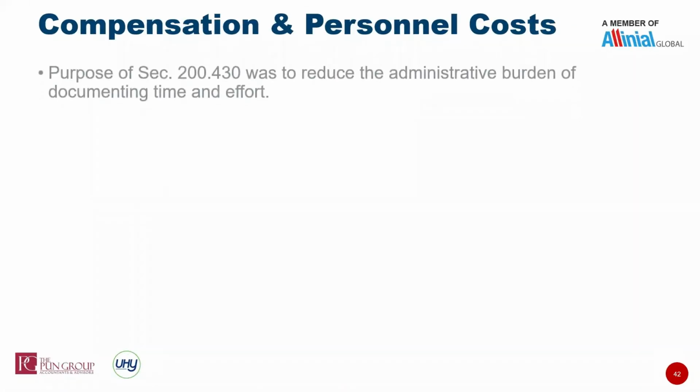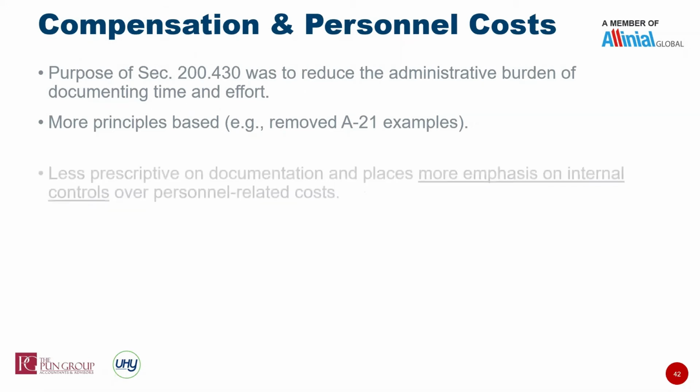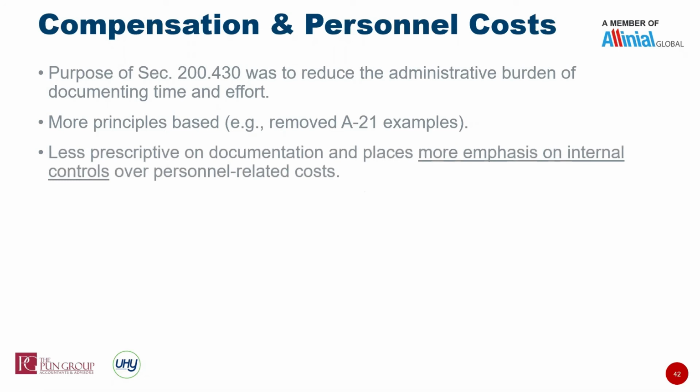So when we talk about compensation and personnel costs, the purpose of CFR section 200.430 was to reduce the administrative burden of documenting time and effort as compared to prior language. So there is new language under the uniform guidance. Again, this uniform guidance made it more principles based, meaning they removed a lot of the old A21 examples and just talked about principles of compensation and personnel costs. And again, this was less prescriptive on documentation and placed more emphasis on internal controls over personnel related costs.